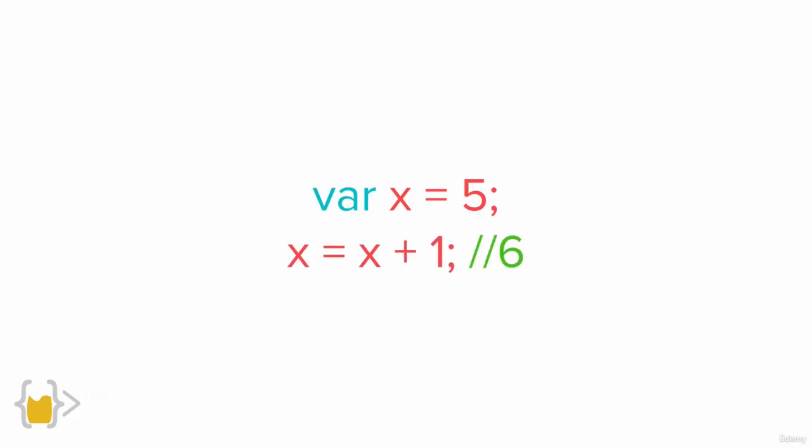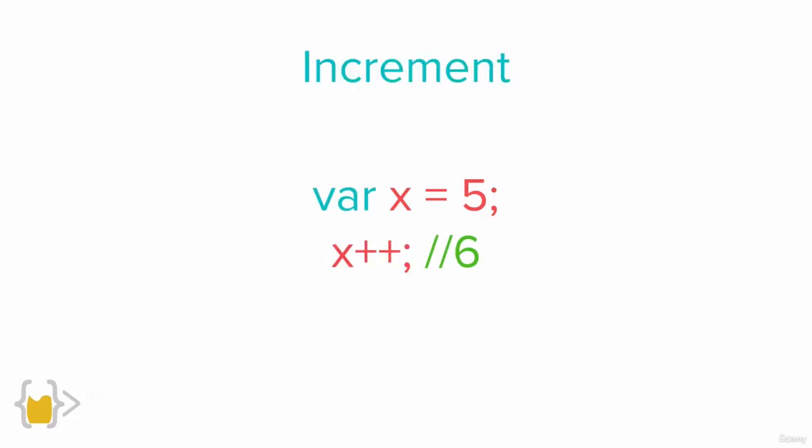Now we've seen this and we've been using this in our previous code, so this should be familiar to you already. But in most programming languages, instead of writing out x equals x plus 1, you can simply write x plus plus. And in exactly the same way, x now gets incremented by 1 and is now equal to 6. So x plus plus is the equivalent of saying x equals x plus 1. And this is called the increment expression.